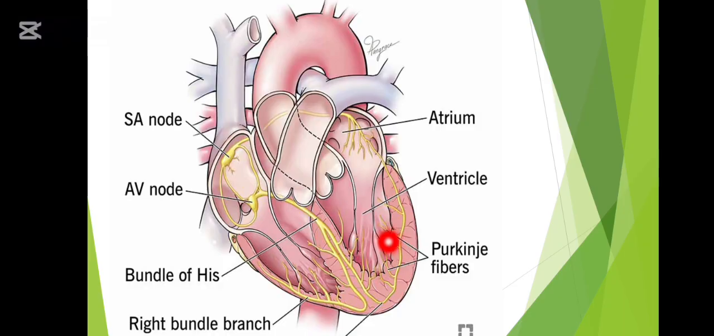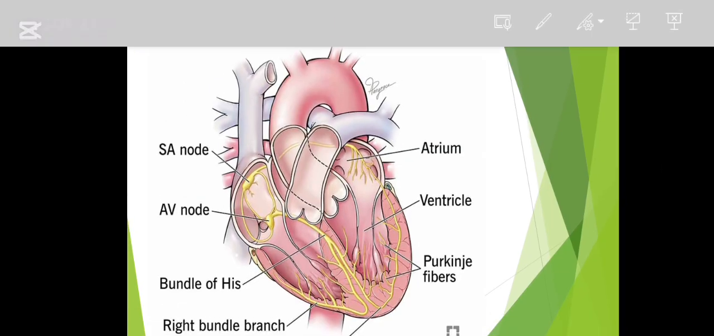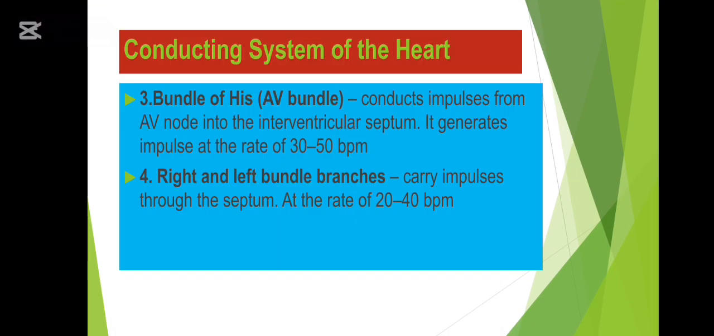Then an electrical impulse is generated. The contraction has now been created, then the ventricles can actually contract, pushing blood. This is how the conduction system of the heart works.